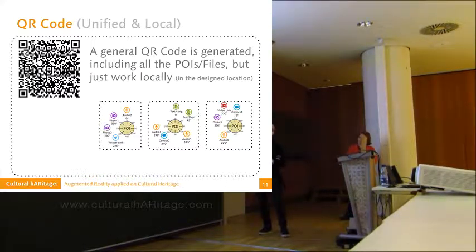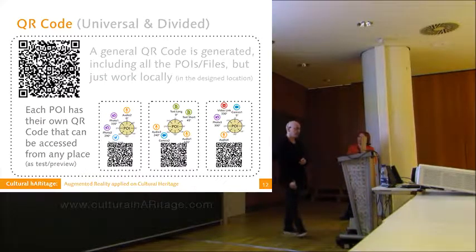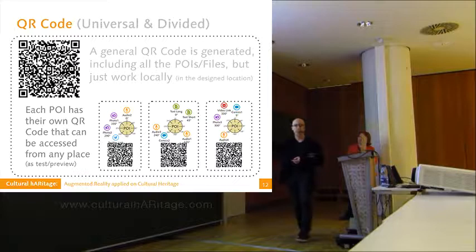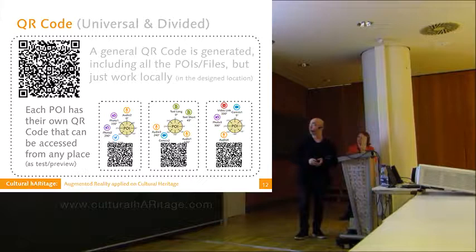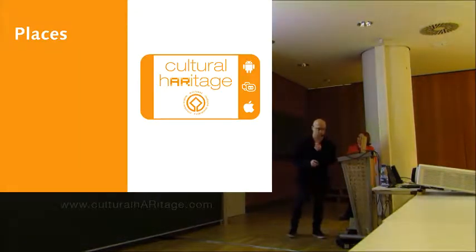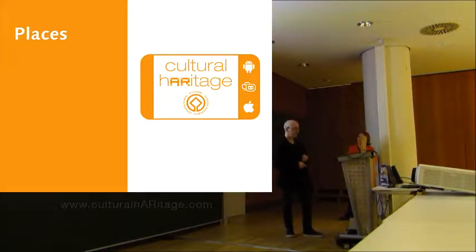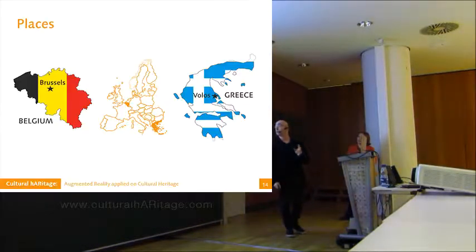Let's say if I place it here in Bremen, you need to be in Bremen to watch these points. But you can also generate QR codes for each point, which you can test at home, everywhere. So you still have the possibility to access each point everywhere on planet Earth. This project was actually implemented in different places, and we have two cases here.